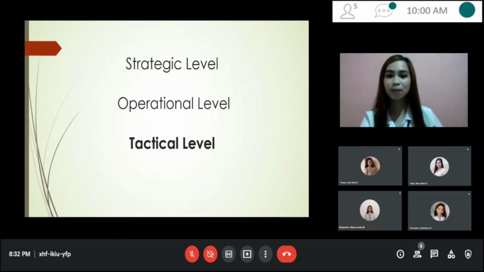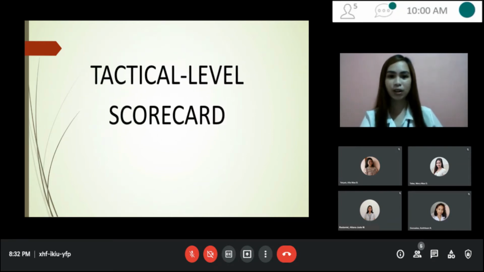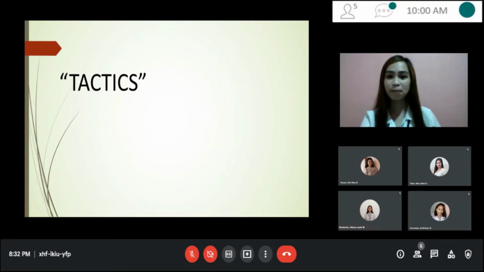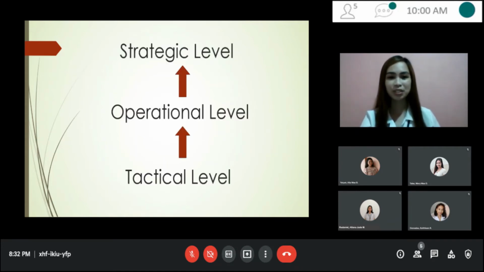So now, let me define the tactical level scorecard. When we hear about tactics, this is how you make it real or implement the goals and objectives by means of action performed on a daily basis. These tactical levels involve all the short-term activities. It is used to achieve specific objectives, unlike the strategic, the broader one. But that specific objective is still aligned to the operational and strategic level.